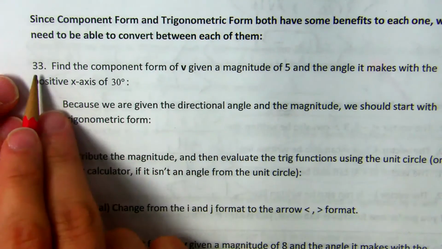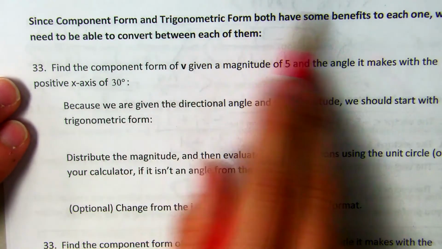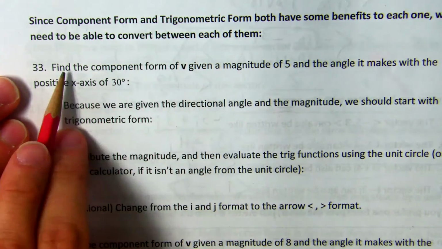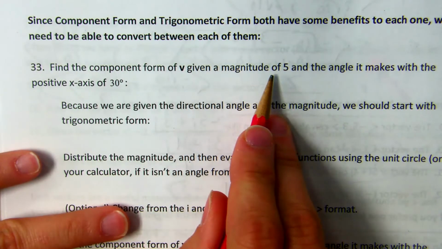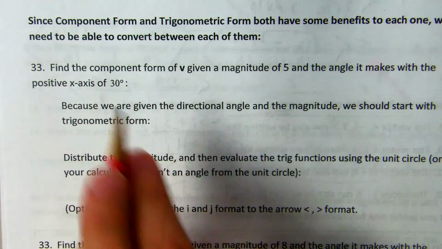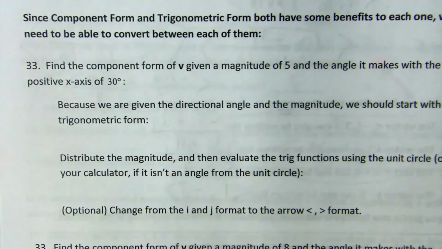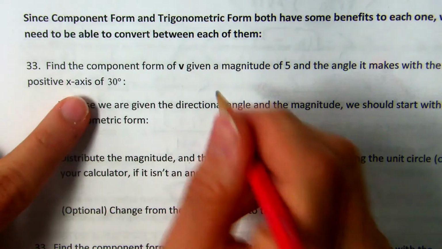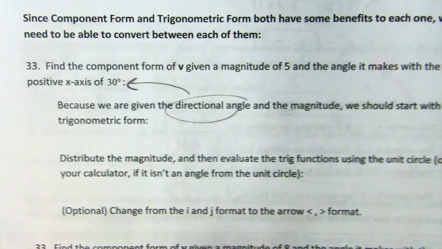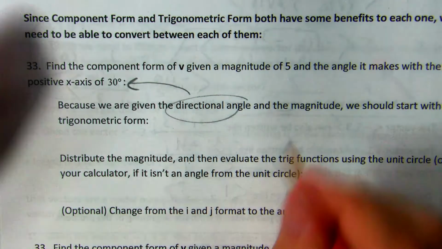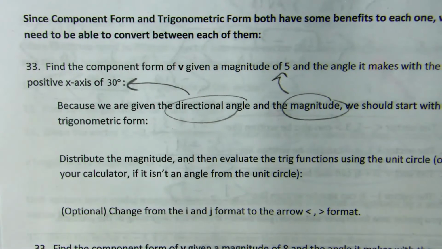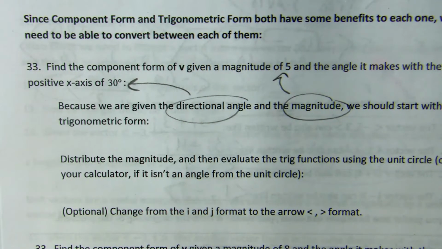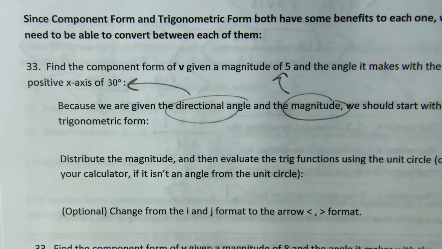Okay, so 33. Now that we know the benefits of each, switch back and forth between them. Find the component form of v, given the magnitude of 5 and the angle it makes with the positive x-axis of 30. Alright, since we have the directional angle, 30, and we have the magnitude, we have the two things we need for trigonometric form. So even though the answer is not supposed to be in trigonometric form, it makes sense to start in trigonometric form.